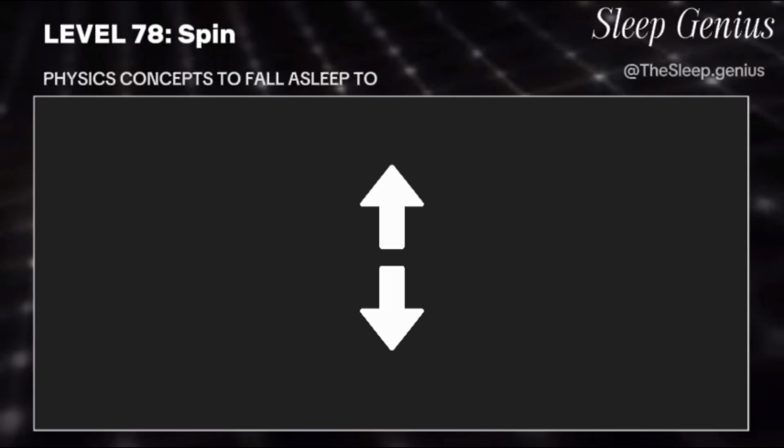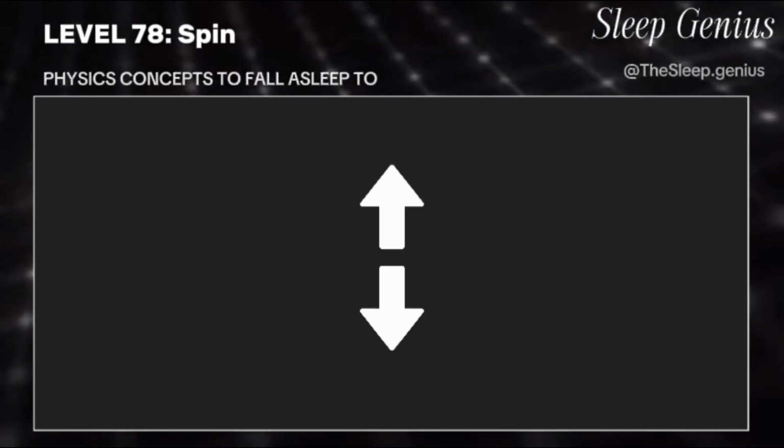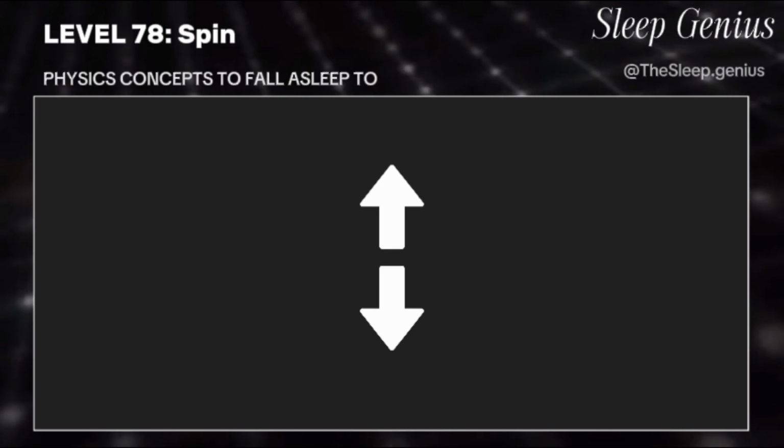Spin cannot be seen directly but is detected through its effects. Experiments like the Stern-Gerlach experiment reveal spin directions. Understanding spin helps explain chemical bonding and magnetic properties.